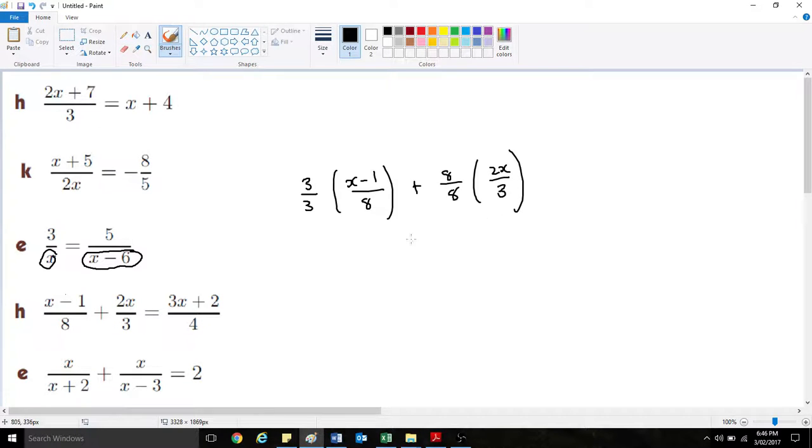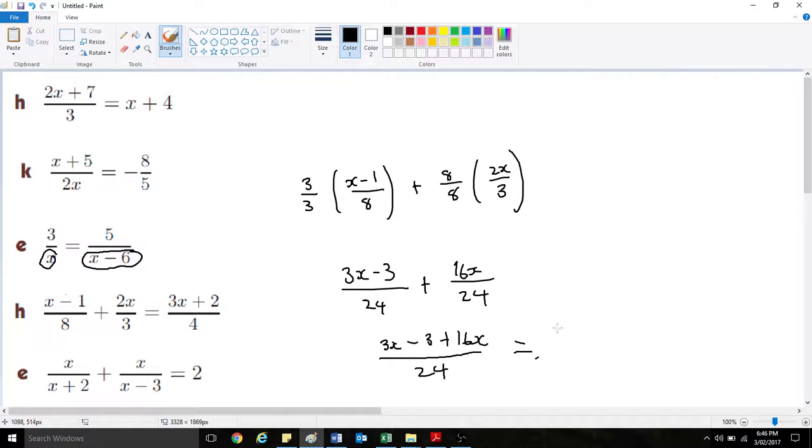Now we're just dealing with the left side for now, so let's expand the left side. We're going to have 3x take 3 on top of 24 plus 8 times 2x is 16x on top of 24. Okay, this is the left side. Now let's collect the like terms. Because they have the same denominator, we can perform this operation. This is 3x take 3 plus 16x on top of 24. They have the same denominator, and that's going to be equal to 3x plus 2 on top of 4.